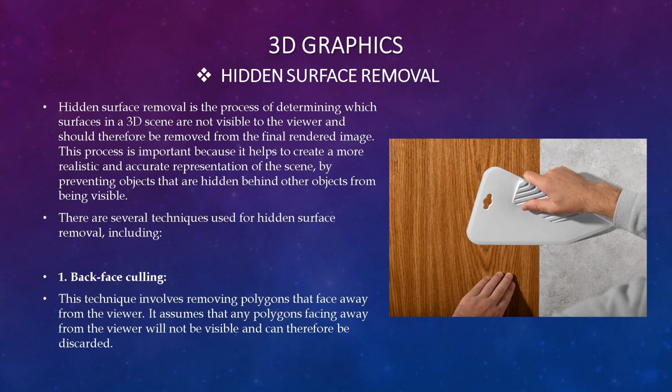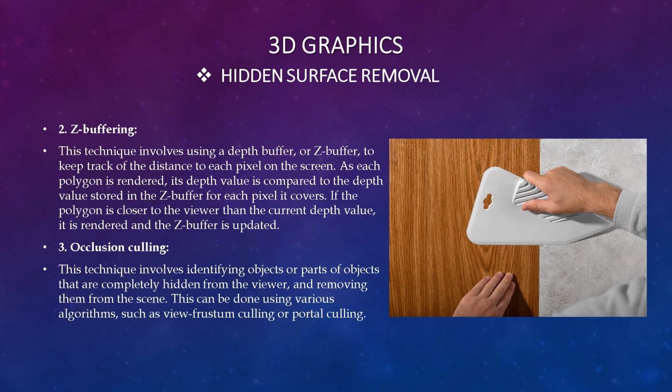There are several techniques used for hidden surface removal. 1. Backface culling. This technique involves removing polygons that face away from the viewer. It assumes that any polygons facing away from the viewer will not be visible and can therefore be discarded.